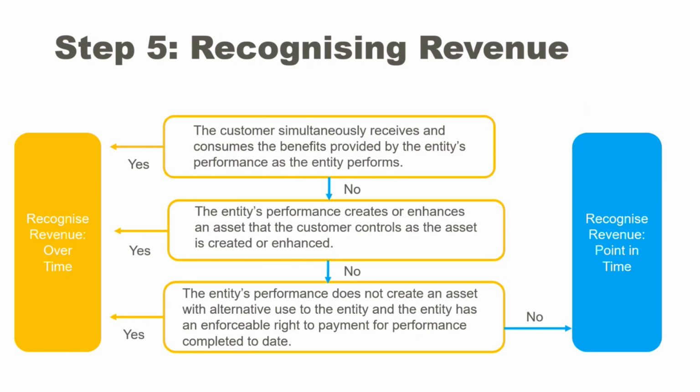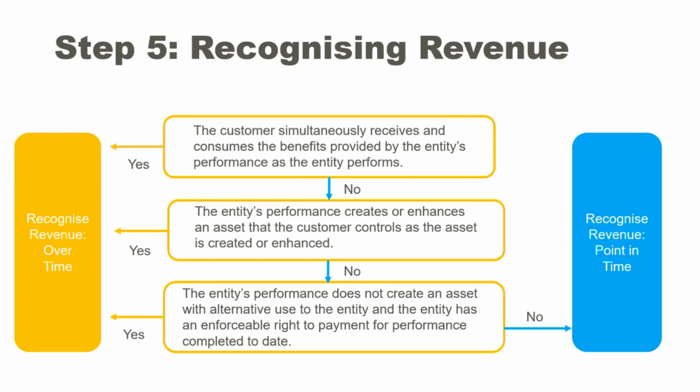The third one is that the entity's performance does not create an asset with alternative use to the entity, and the entity has an enforceable right to payment for performance completed to date. As an example, a software developer is contracted to create a highly customized software solution for a specific client. The software has no alternative use to the developer as it is tailored to the client's unique operations.